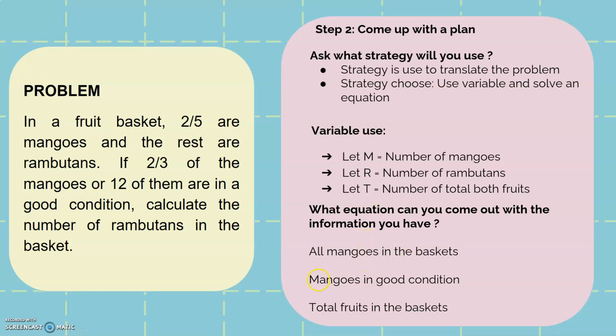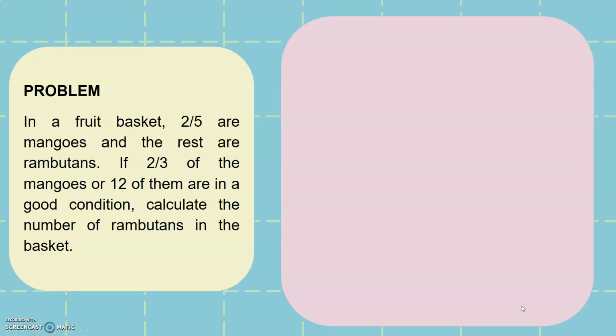The first equation is for all the mangoes in the basket, which is 2/5 t = m, where t is the total number of both fruits and m is the total number of mangoes. The second equation is 2/3 times m equals 12. And the third equation is for total fruits in the basket, which is t = m + r. Then we move to the third step, which is carry out the plan.